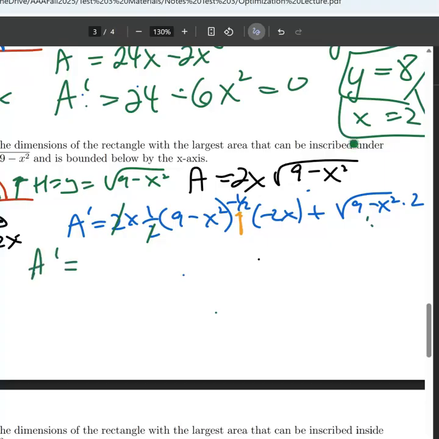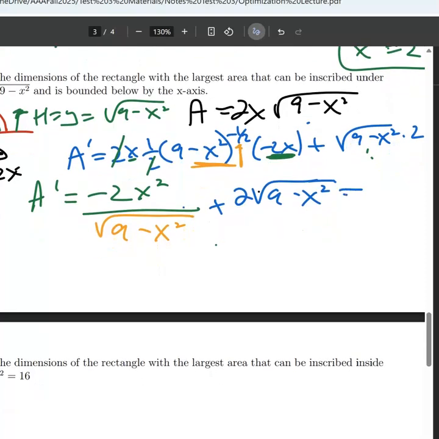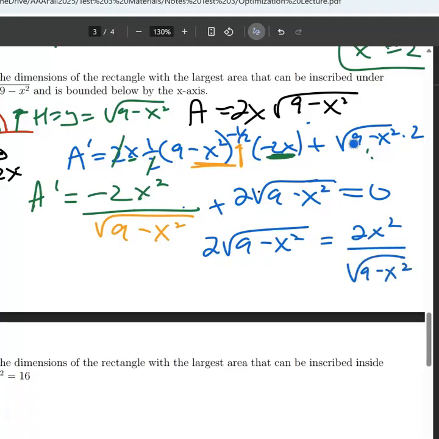Okay, so I get A prime is equal to, look at that, negative 2x times an x, so that's negative 2x squared, putting this term in the denominator, and then I carry this along, plus 2 root 9 minus x squared. Okay, so I'm setting this equal to 0. I can just move this term over to the other side, right? So I get 2 root 9 minus x squared is equal to 2x squared over root 9 minus x squared.